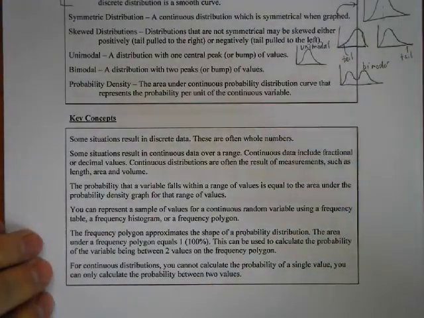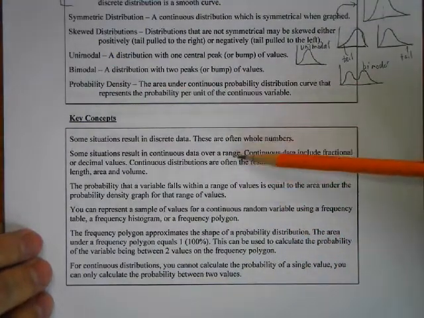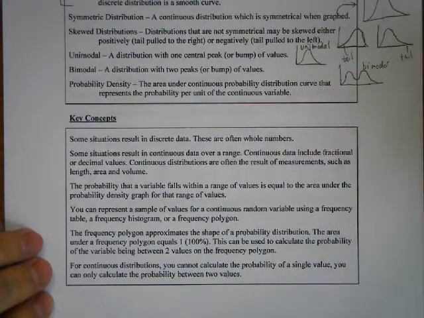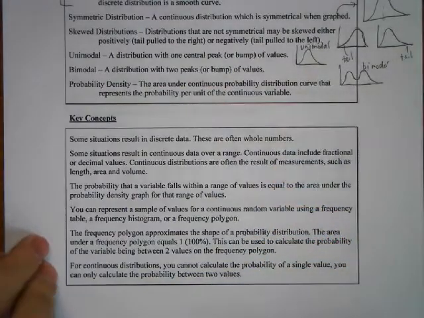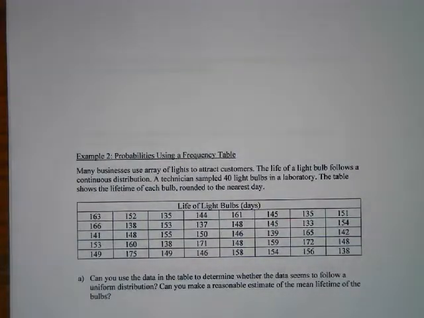In terms of the concepts, I'm not going to really go into that yet. The first two we've already talked about: the difference between discrete data, continuous data, and their distributions. So the rest of it I will talk about when we do the examples. So let's continue on. This is a fairly short lesson. We're just looking at two examples.